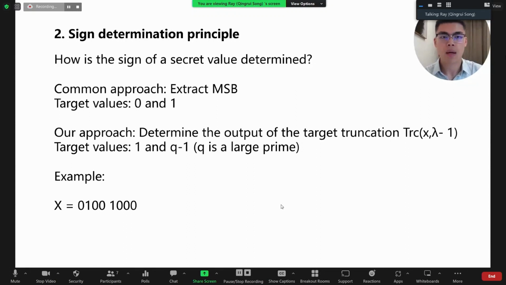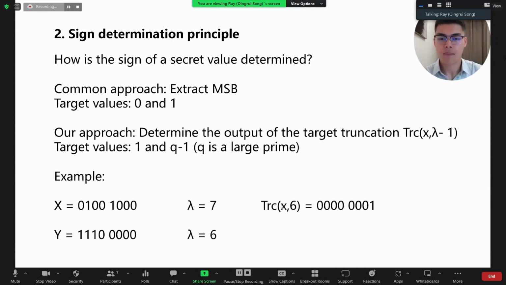For example, for an input x, the lambda is 7 as calculated before, and the output of our target truncation, which is the truncation of x to lambda minus 1 bits, which is 7 minus 1, which is 6, is just 1. Therefore, x is positive. Similarly, for an input y, its lambda is 6, and the output of the target truncation is q minus 1, which means y is negative.